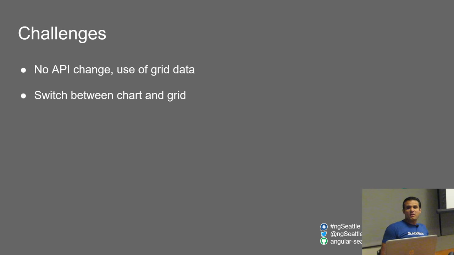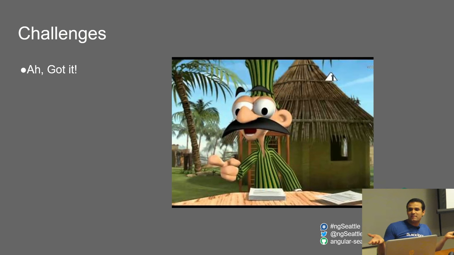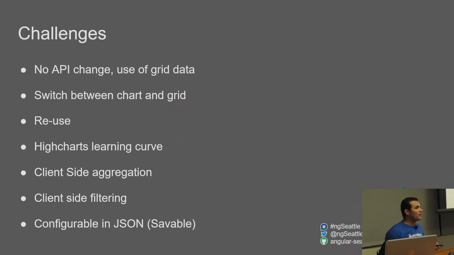And then the next requirement that came in was that the user needs the ability to switch between a Highchart and a grid. And then I was like, oh, I got it. This makes sense. Why do I make two different calls to get the same data and then display it in a Highchart or display it in a grid? So the solution was, what about aggregating this data in the front end, applying client-side filtering, and making this completely configurable in a JSON file.